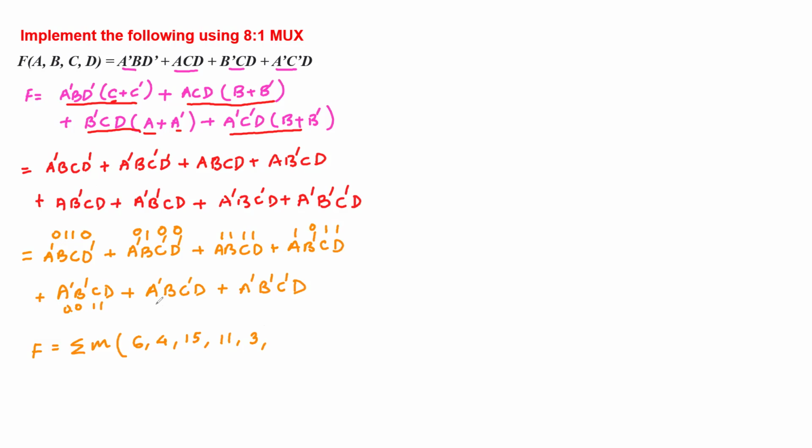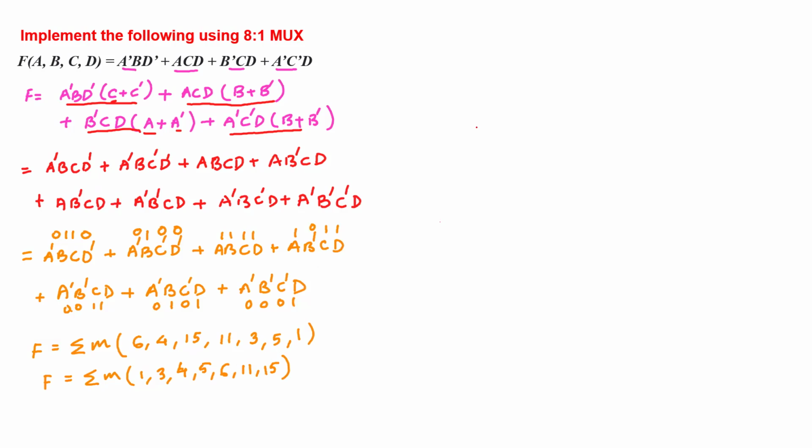This is 0, 1, 0, 1, that is min term 5. And this is 0, 0, 0, 1, that is min term 1. So finally we'll write function F is summation of the min terms, in order: 1, then comes 3, then 4, then comes 5, then 6, then 11, and then 15. So these are the min terms you are given.